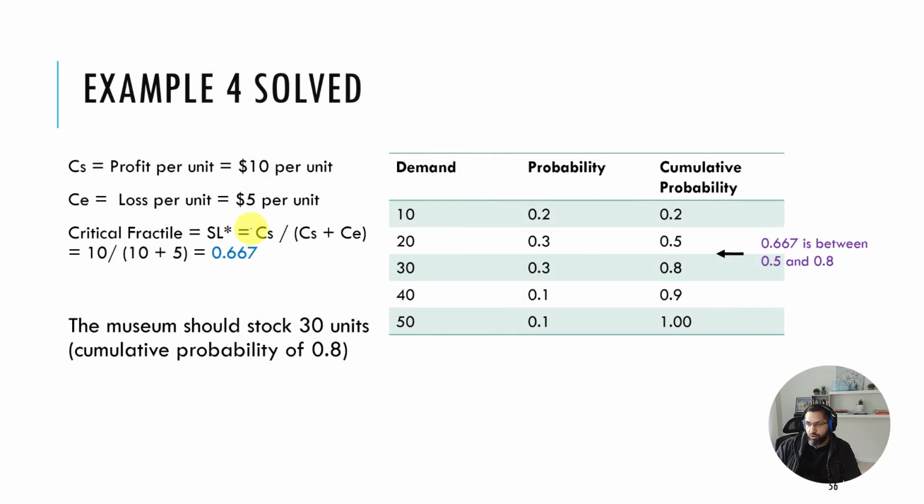So our critical fractile, or the service level, will be CS over CS plus CE, where CS is 10, which is the profit per unit given in the question, and CE is 5, which is the loss per unit given for excess items. That's the cost minus the salvage value. The ratio is 0.667. That's our optimal service level.